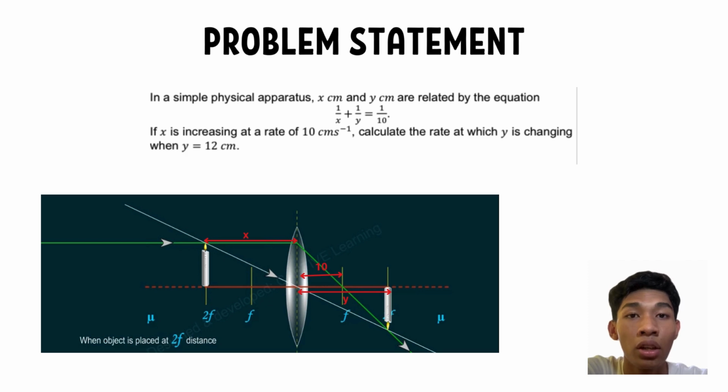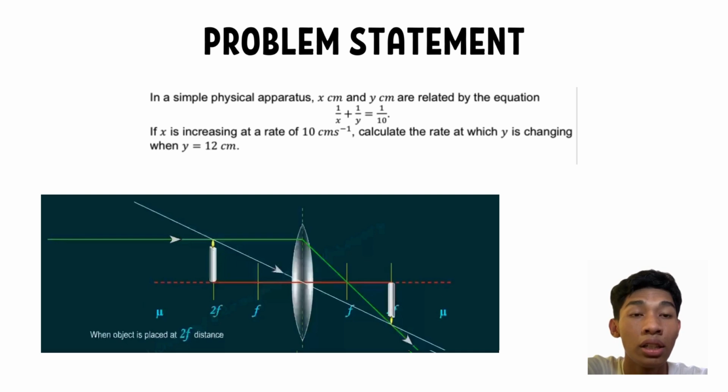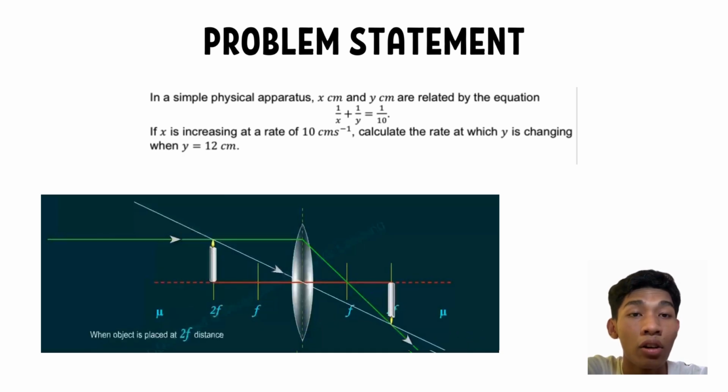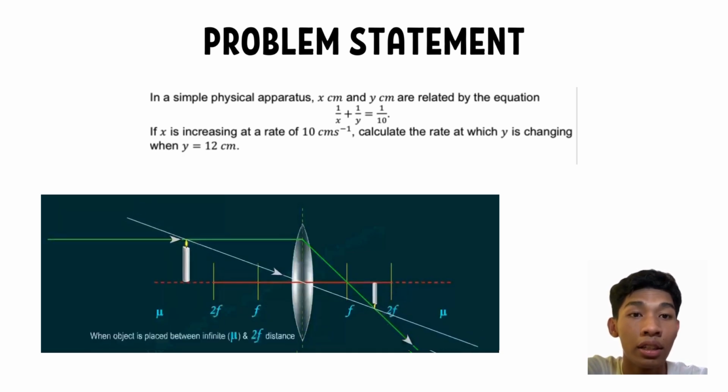So basically, we need to find the rate of change for image distance from the lens when the distance is 12 cm. We can expect that the rate of change for image distance is negative because the distance starts decreasing when the rate of change for x is increasing.